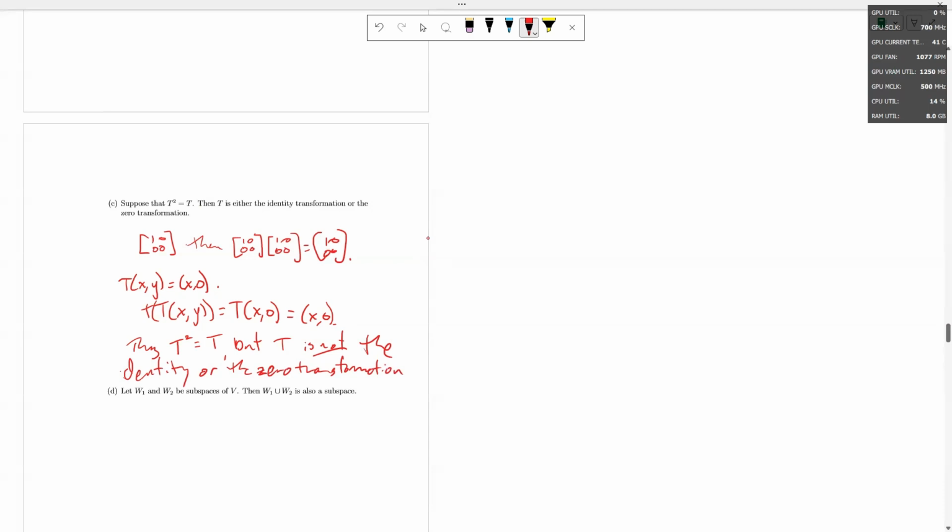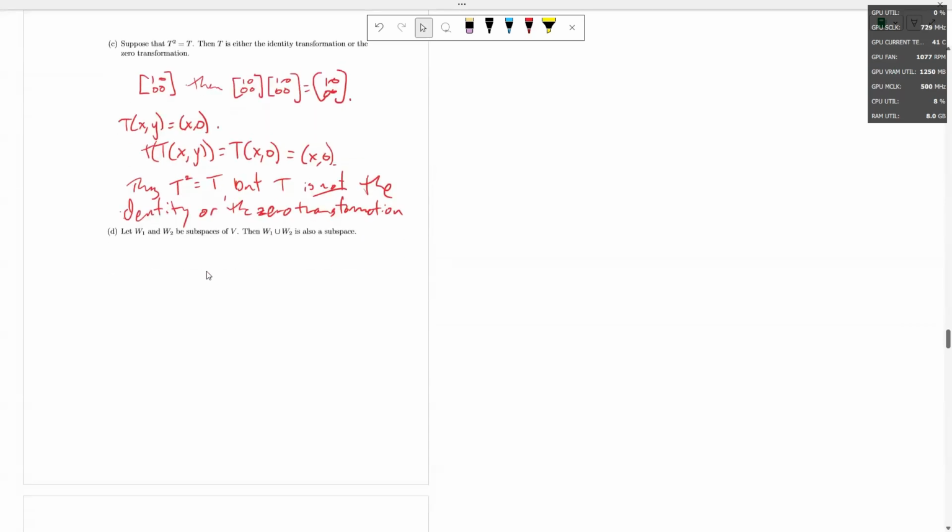These examples take a little bit. You've got to figure out what the example is, but then you also need to show it. You need to justify why it's valid. The last one is: let W1 and W2 be subspaces, then W1 union W2 is a subspace. Well, let W1 equal the span of the set containing the vector (1, 0), and W2 equal the span of the set containing (0, 1).